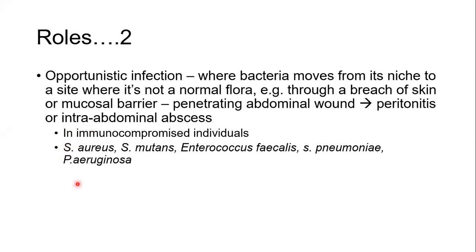So the common bacteria that cause opportunistic infections, and this is not an absolute list, are Staph aureus, strep mutans, Enterococcus faecalis, strep pneumoniae, and Pseudomonas aeruginosa, amongst many others.